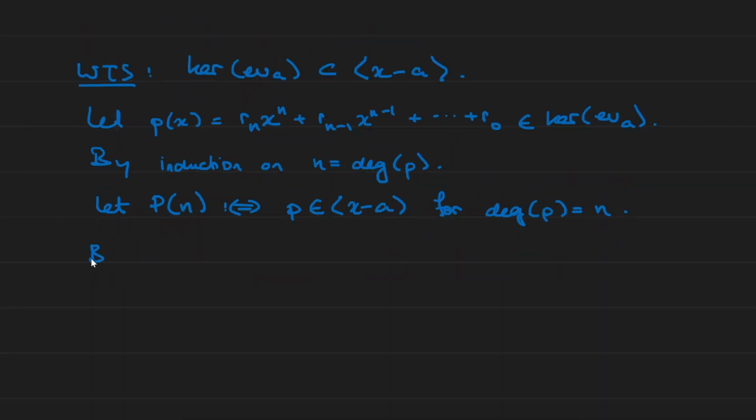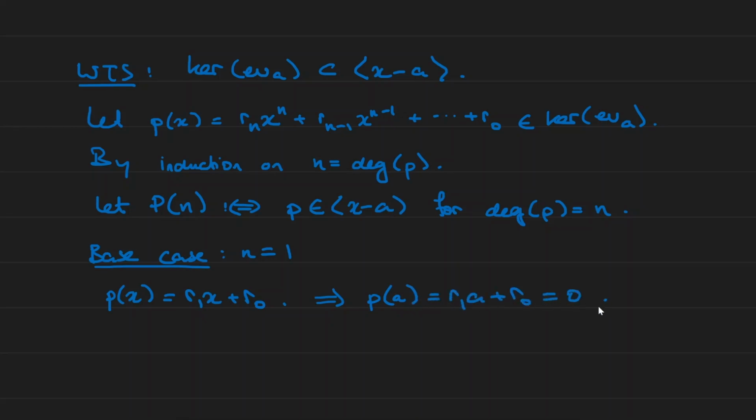So what's the base case going to be? It's going to be the case when n is equal to 1. And what happens when n is equal to 1? We have p of x is equal to r_1 x plus r_0. Now by assumption, we're assuming that p lies inside of this kernel. So this means that p of a, which is exactly r_1 a plus r_0, must give you 0.